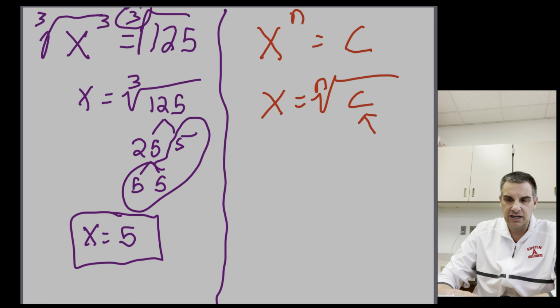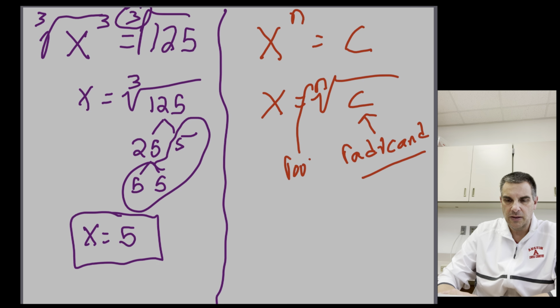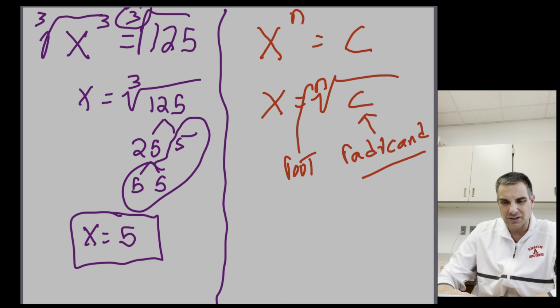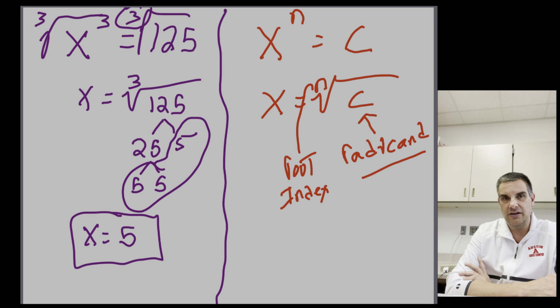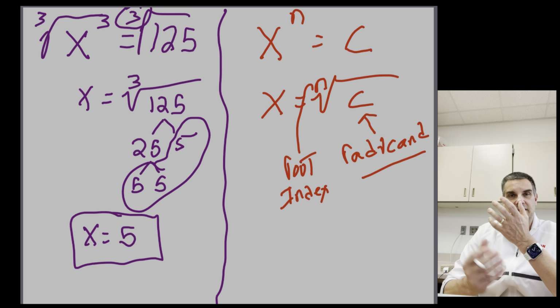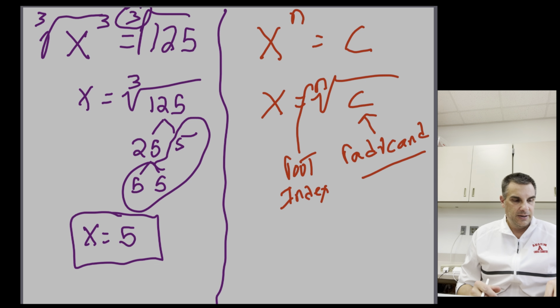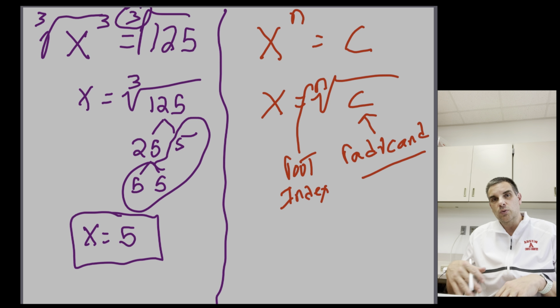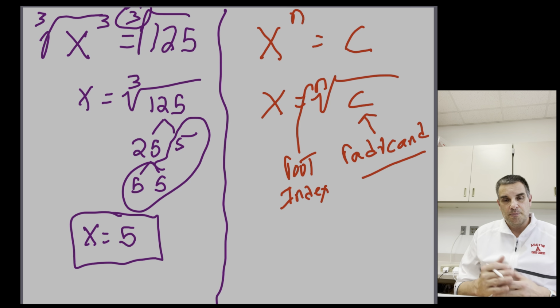Now this c right here is called the radicand. That's the radicand part of it. This part of it is the root. You're taking this root of it, or the index. You could also call it that. It's got a couple of different names. But essentially what you're trying to find is that nth root of that radicand. So how many times when multiplied together does it take to get that solution? So we say the third root, or the cubed root, of 125 is 5.